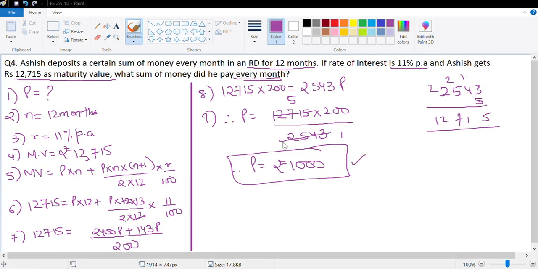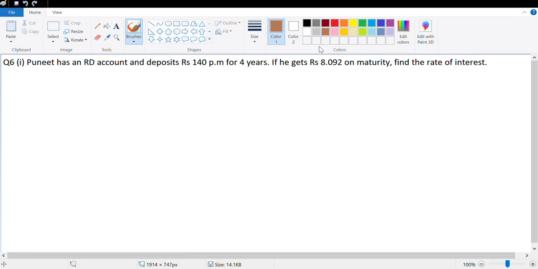Good. Let's look at the next question. The next question that we have is question number 6, part 1. It says Puneet has an RD account and deposits 140 per month. So principal is equal to rupees 140 for 4 years. So N is equal to 4 years, which is basically equal to 4 into 12 months, which is equal to 48 months. So the time period is 48 months.